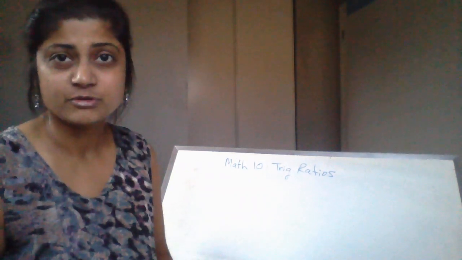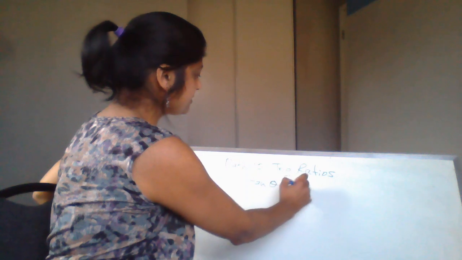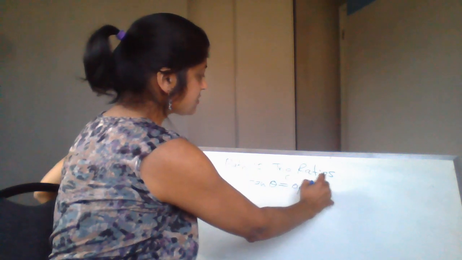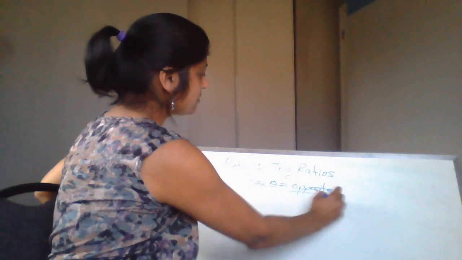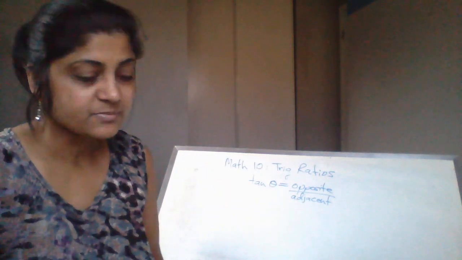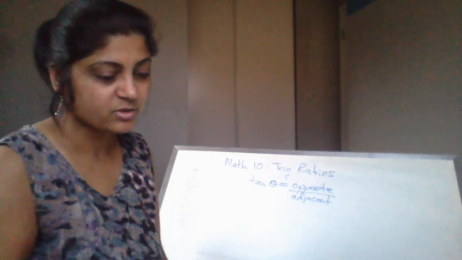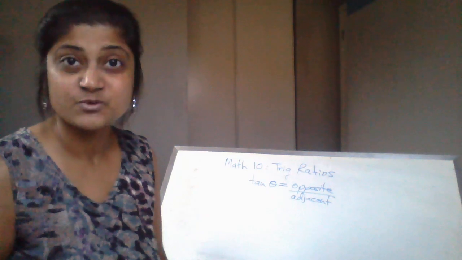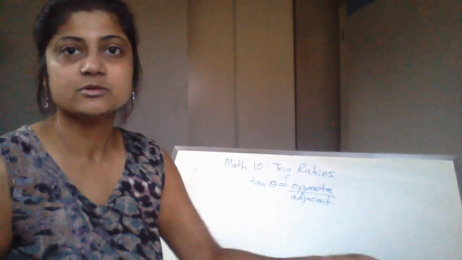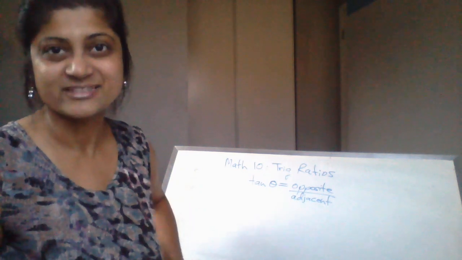First, we're going to start off with the tangent ratio. Remember, whenever you're doing tangent, I'm going to put tan theta. The ratio is going to be the opposite over the adjacent. Whenever you use the trig ratios, make sure the triangle is a right angle triangle. We're going to try a couple of questions from the textbook. Again, you're going to use your calculator. Make sure it is in the degrees mode or you'll get the wrong answer.